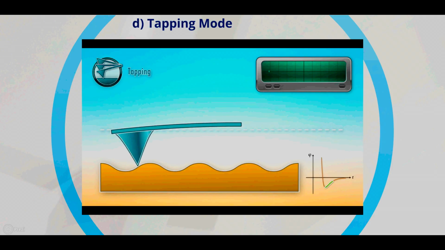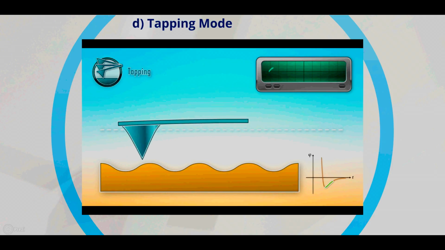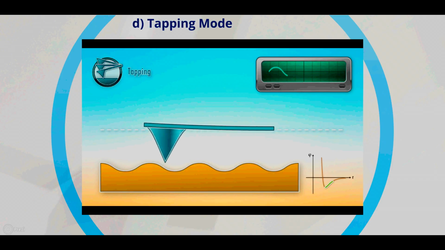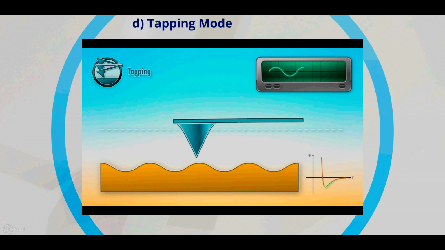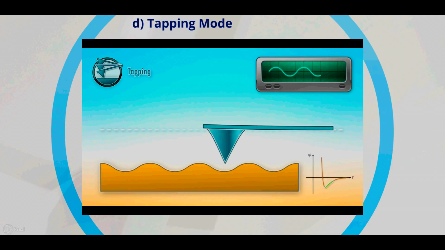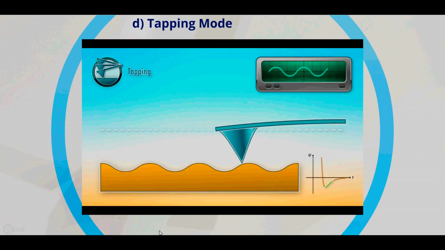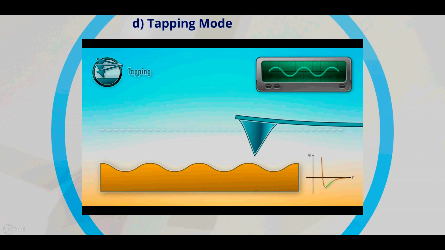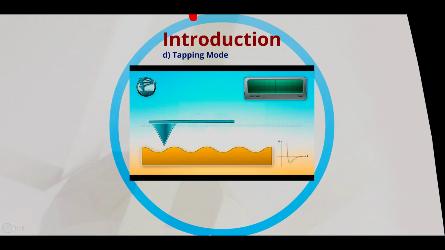In tapping mode, the end of the tip cantilever is set into oscillation at or slightly lesser than its resonant frequency. The amplitude of oscillation typically ranges from 20 nanometers to 100 nanometers and occurs in the attractive regime of the Lennard-Jones potential. As the cantilever oscillates, at the point of oscillation where the tip is closest to the sample surface, the tip experiences an attractive force which dampens the oscillation. This results in a reduction in the amplitude of the cantilever.